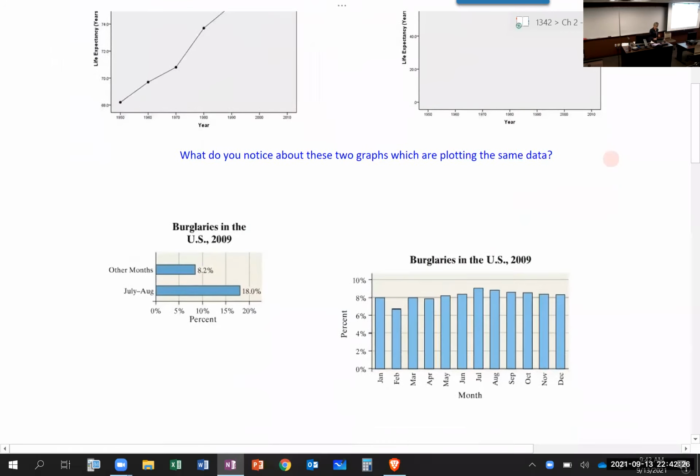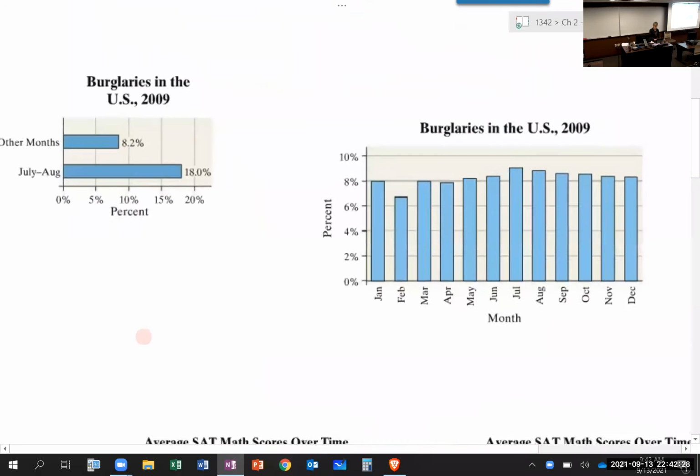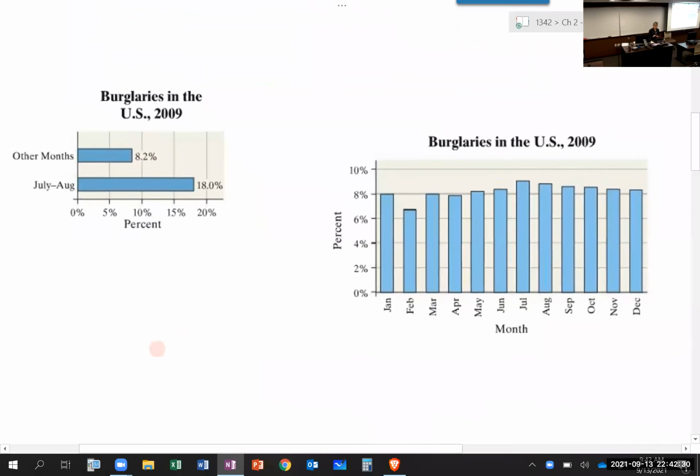Let's look at another one. I have two bar graphs here. The one on the left is talking about burglaries in 2009, and the one over here is talking about burglaries in 2009 in the US. They're both graphing the same information in essence. Somebody tell me what the difference is between them.